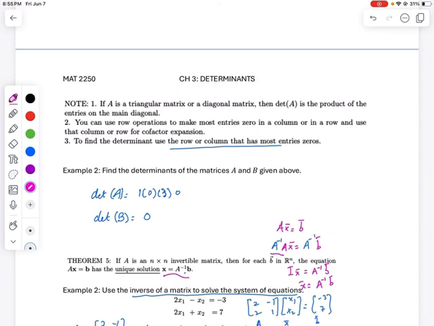You can use row operations. This is another way of finding the determinant of a matrix. Remember, we have already seen one method, which is by using the cofactors. But this one says that you can reduce your matrix or convert your matrix into the echelon form, which will be an upper triangular matrix. So then you just multiply the entries on the diagonal.